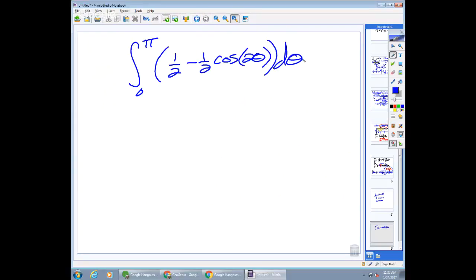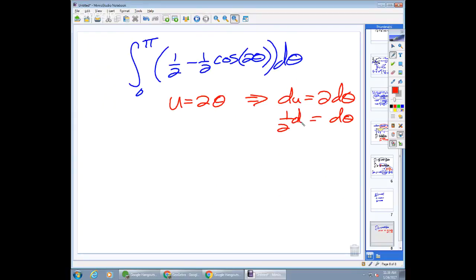Anytime we have a function within a function, it's a good time to consider a u substitution. And so here we would say let u equal the inner function 2 theta. That implies that du is equal to 2 d theta. Now that 2 is missing on the outside here. So what I would have to do is rewrite it as d theta equals 1/2 du if a piece is missing.